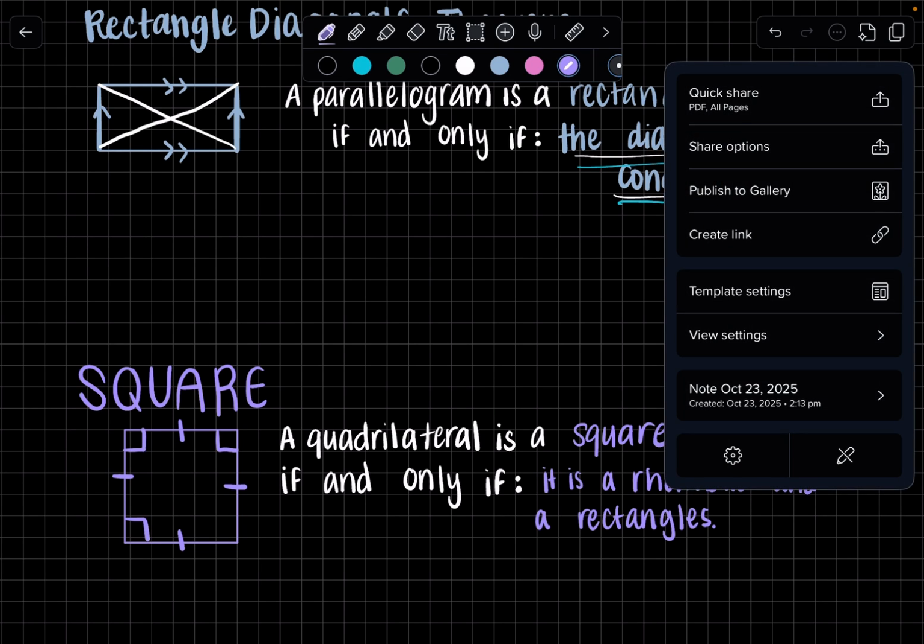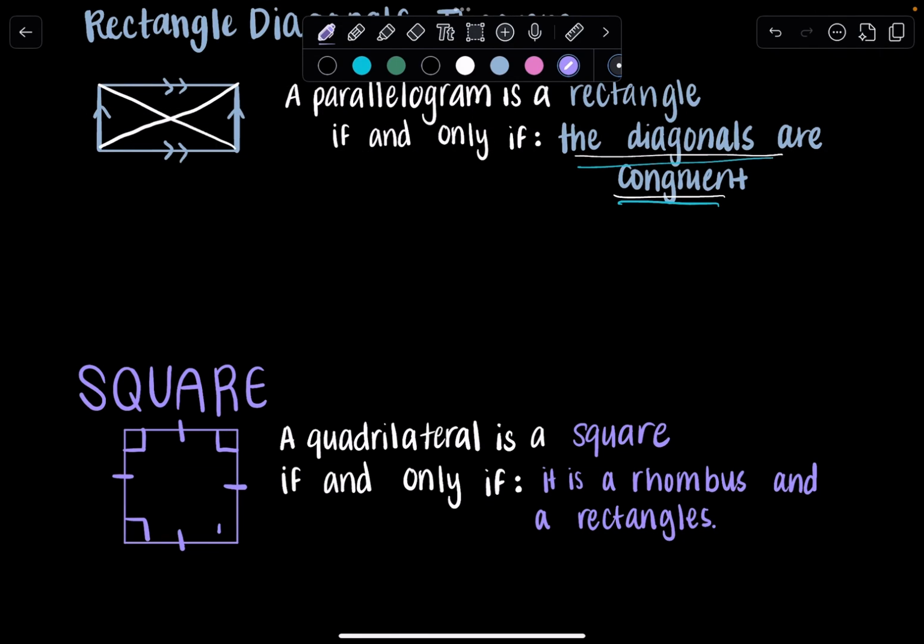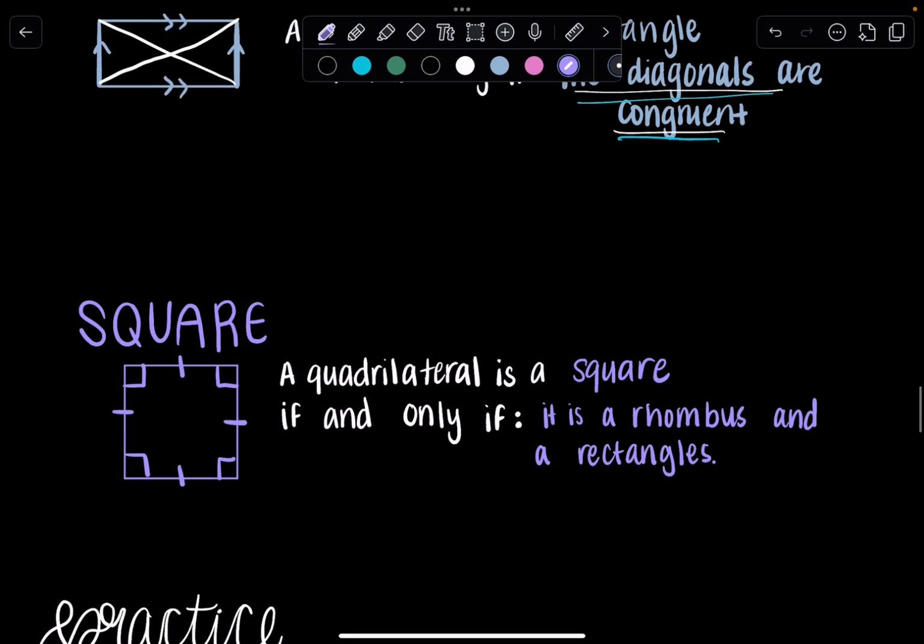I might change the template here just so it's not as distracting with those grid lines. Much better. Sorry about that.